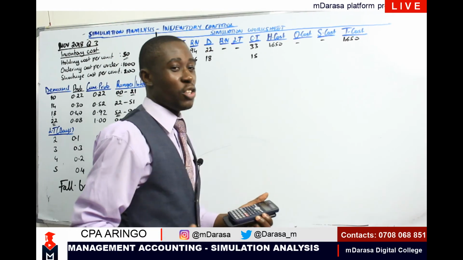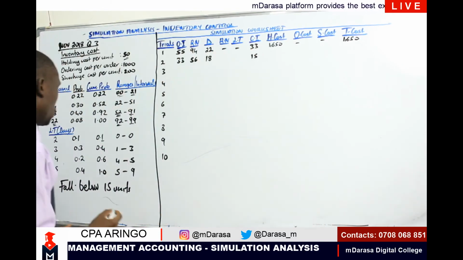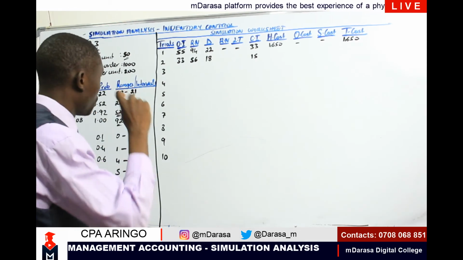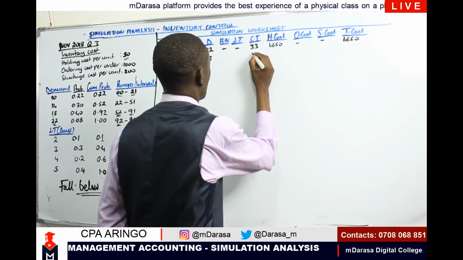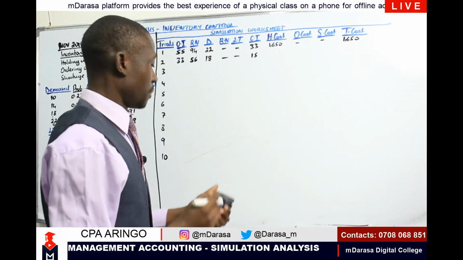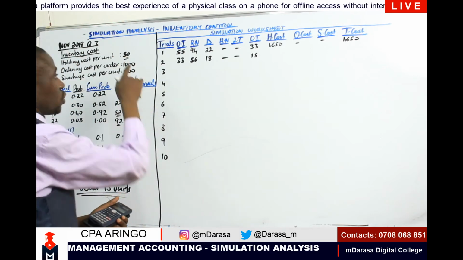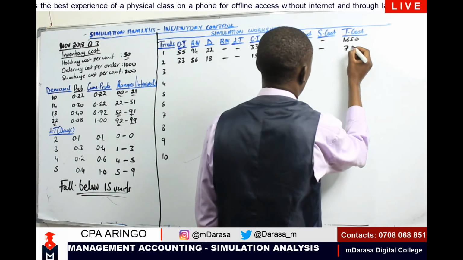Are we below 15 units? We are not below 15 units, because you are told I'm only going to consider that if we fall below 15 units. In our case, I'm not below 15 units because you are at 15 exactly. So I won't order. So that should give us 15 by 50, that is our holding cost per unit, to give us 750.